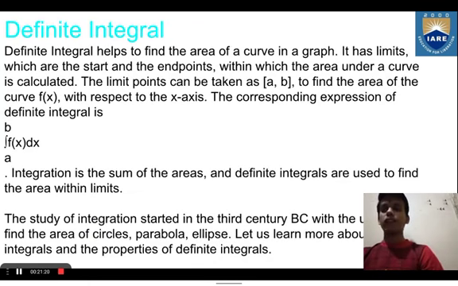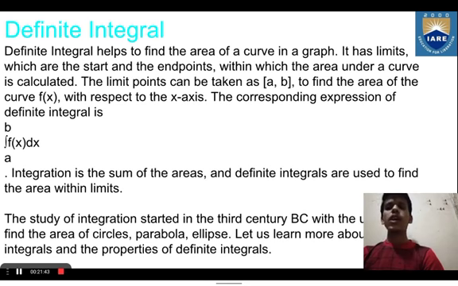Now we will see definite integral. Definite integral helps to find the area of the curve in a graph. It has limits, which are the start and the end points, within which the area under a curve is calculated. The limit points can be taken as a, b to find the area of the curve f of x with respect to the x-axis. The corresponding expression of the definite integral is integration of a to b f of x dx.